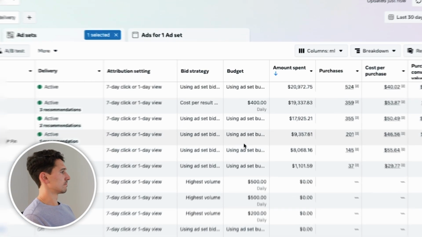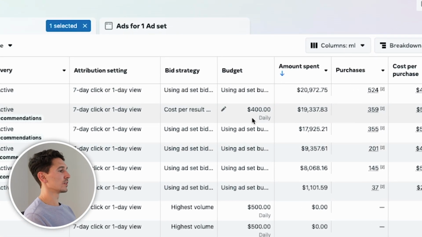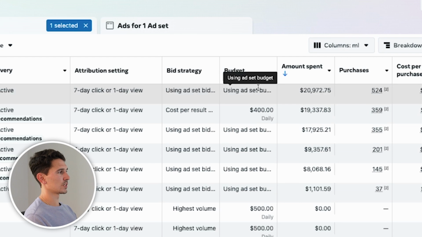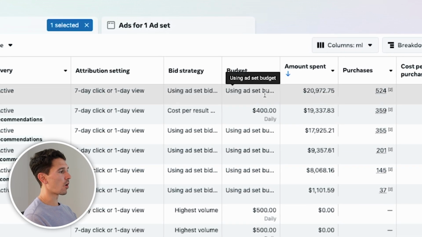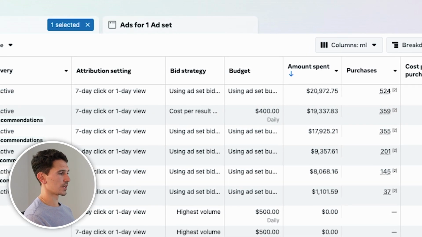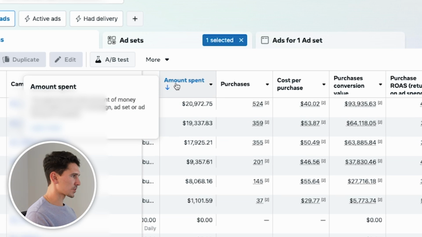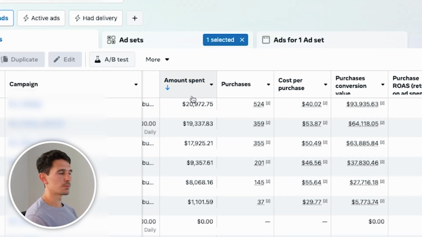Next piece, budget. Most important thing that you need to see holistically all the time. Again, we're seeing this more on the ad set level, but we can see all the budgets that we're running in one place. Very important. Amount spent, first column every single time. It's your most important metric.